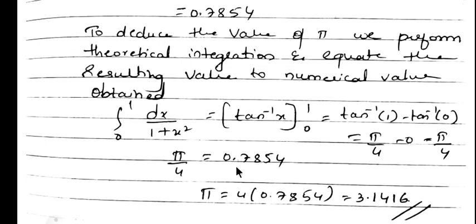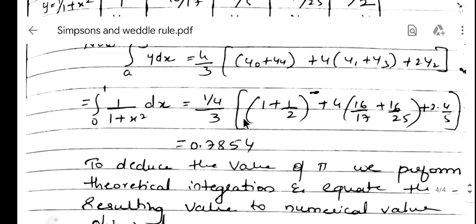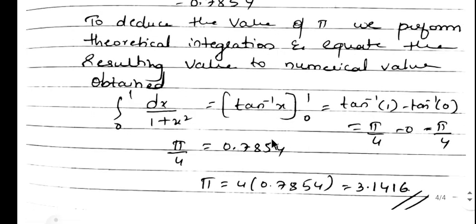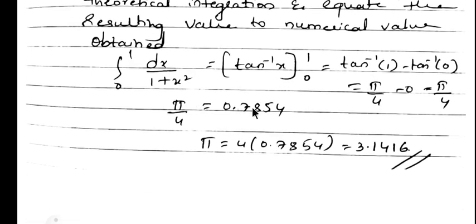Therefore, pi by 4, which is equal to the Simpson's 1/3 rule value, whatever we have calculated. Therefore, pi by 4 is equal to 0.7854. There, I need to find the value of pi. Therefore, pi is equal to 4 into 0.7854. When I multiply 4 to this value, I'll get 3.1416, which is nothing but 3.142. That is your exact pi value.